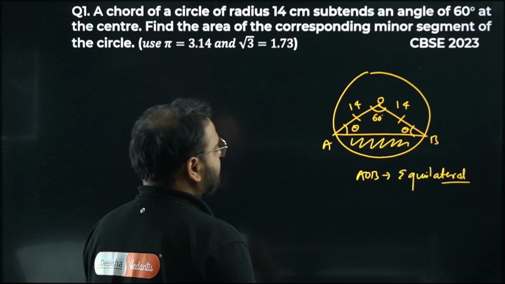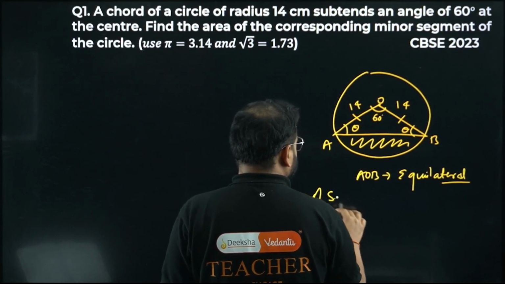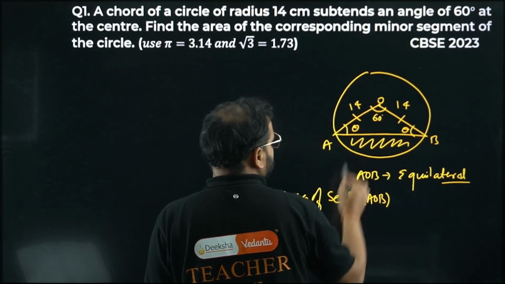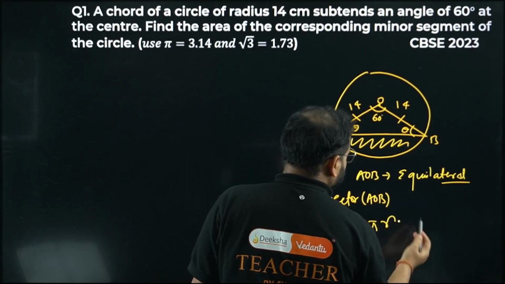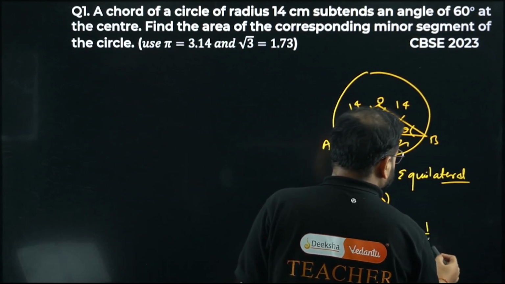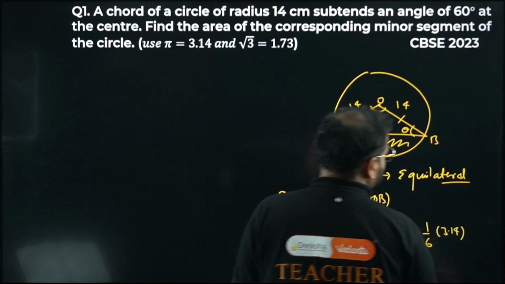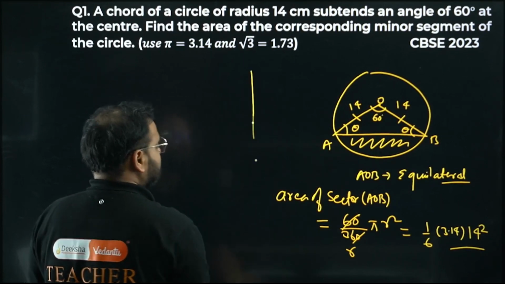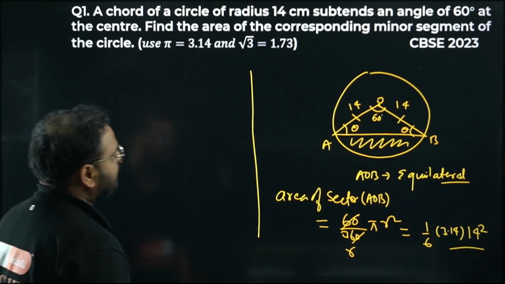We have to find the area of the segment. So let's find the area of the sector first. Area of sector. Which sector? AOB only, right? How much is that going to be? The angle 60 degrees divided by 360 times pi r square. It cancels like this. I have 1 by 6. What is the pi value? 3.14, times r square, so 14 square. I'll keep it like this only. No problem. If you want, you can do the calculation over here.